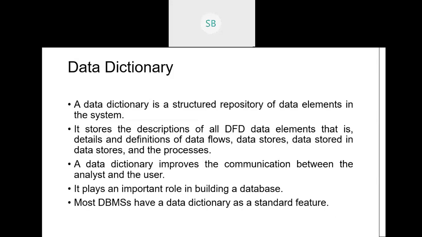Now moving next to the data dictionary. It is again one of the information gathering tools. Using the data dictionary, we can collect information from the client. So what is a data dictionary? A data dictionary is basically a structured repository of data elements in the system. Structured means it will keep them in a structured way. You can think of a database, a repository. A structured repository of data elements.